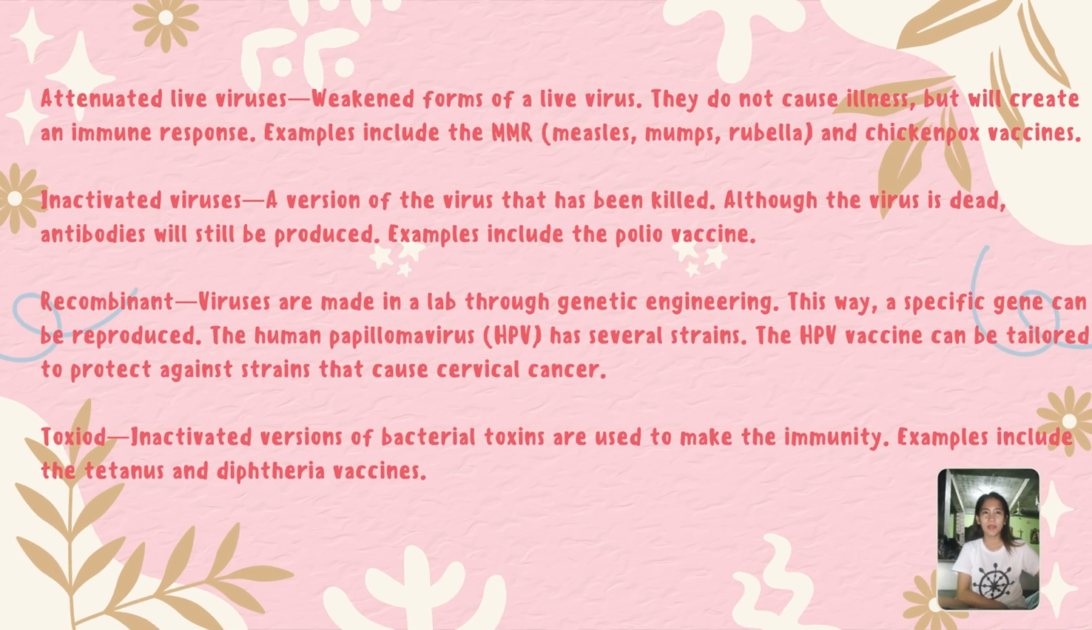Methods in producing safe and effective vaccines. Attenuated live viruses are weakened forms of a live virus. They do not cause illness but will create an immune response. Examples include the MMR (measles, mumps and rubella) and chickenpox vaccines.